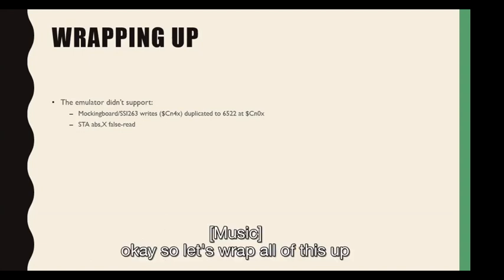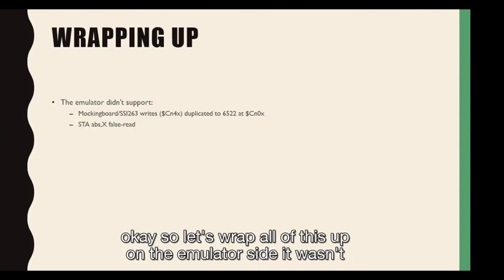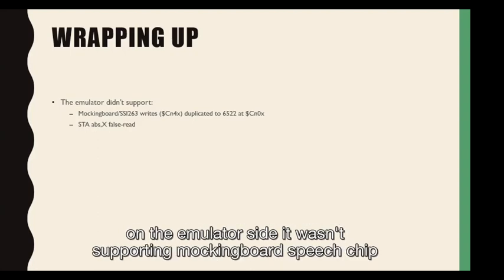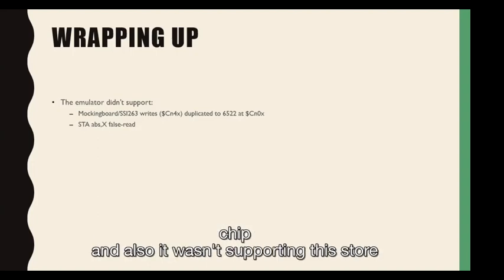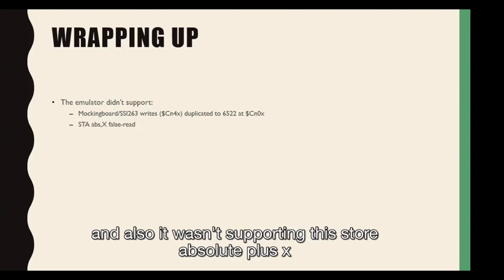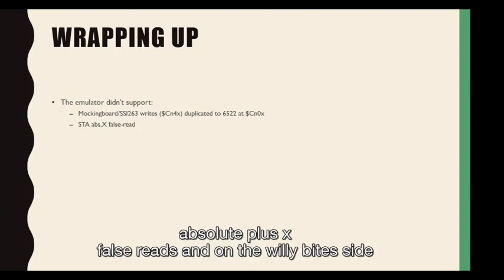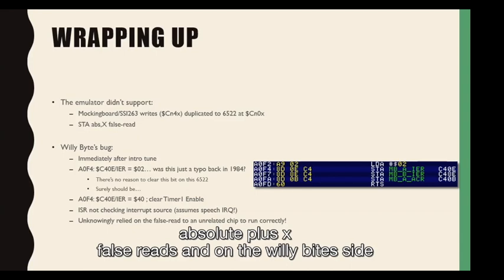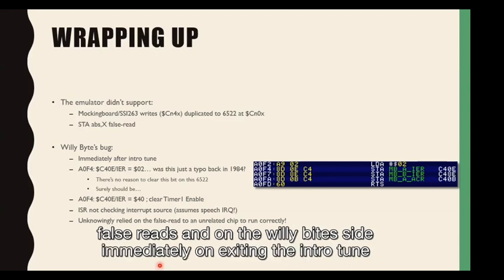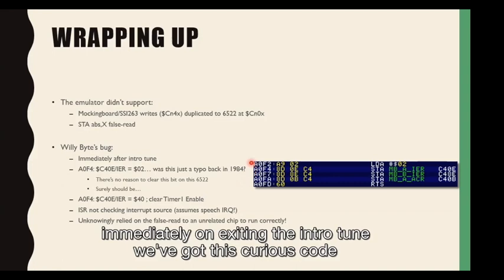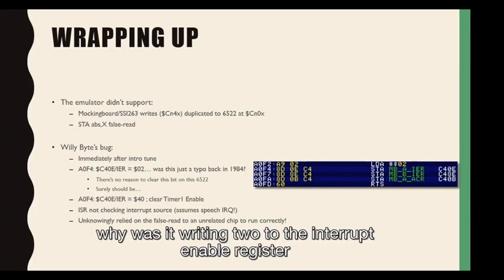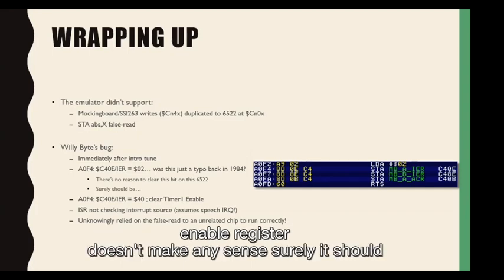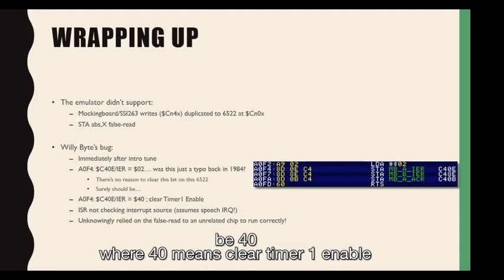Okay, so let's wrap all of this up. On the emulator side, it wasn't supporting Mockingboard speech chip writes and duplicating them to the peripheral chip. And also it wasn't supporting store absolute plus X false reads. And on the Willy Byte side, immediately on exiting the intro tune, we got this curious code. Why was it writing 2 to the interrupt enable register? Doesn't make any sense. Surely it should be 40, where 40 means clear timer 1 enable.